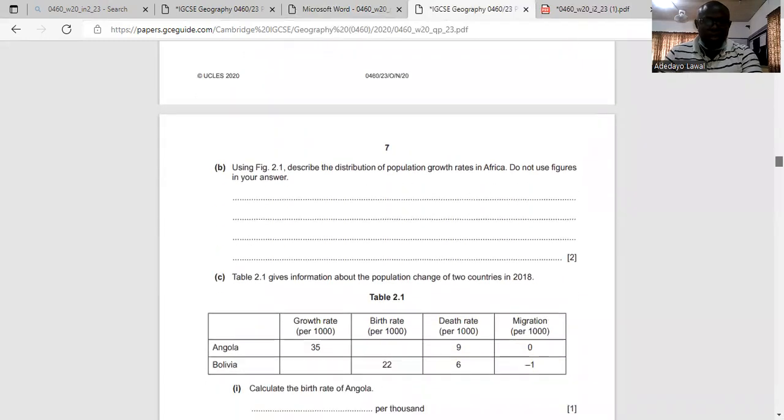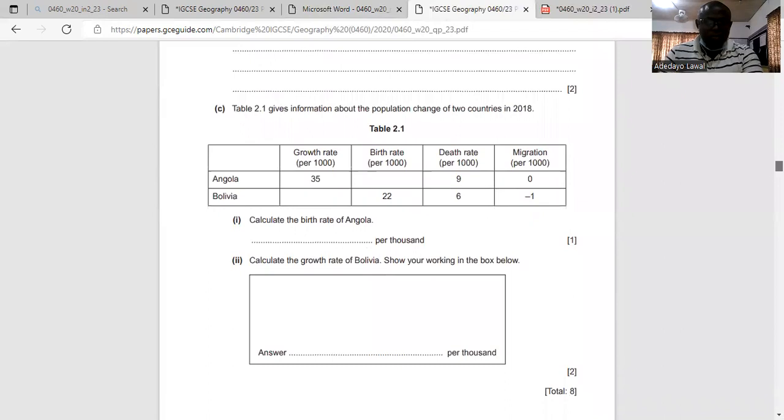Using figure 2.1, describe this. Okay, that's what I just did. Calculate the birth rate of Angola. This is easy.